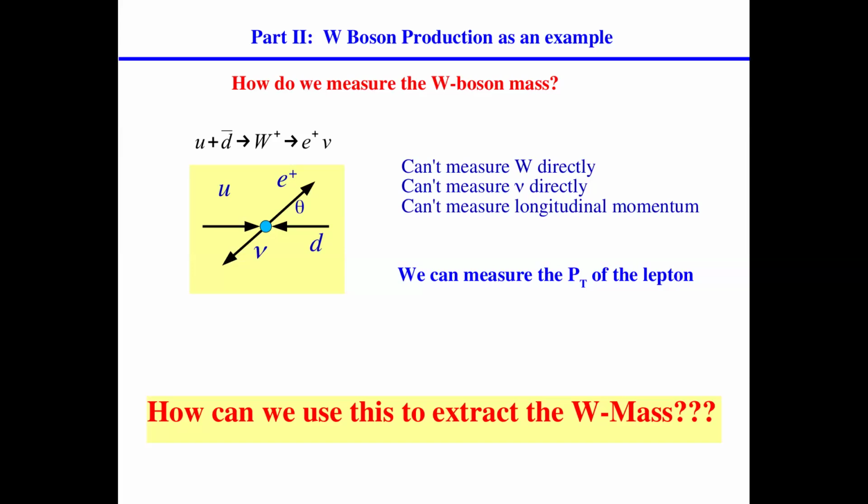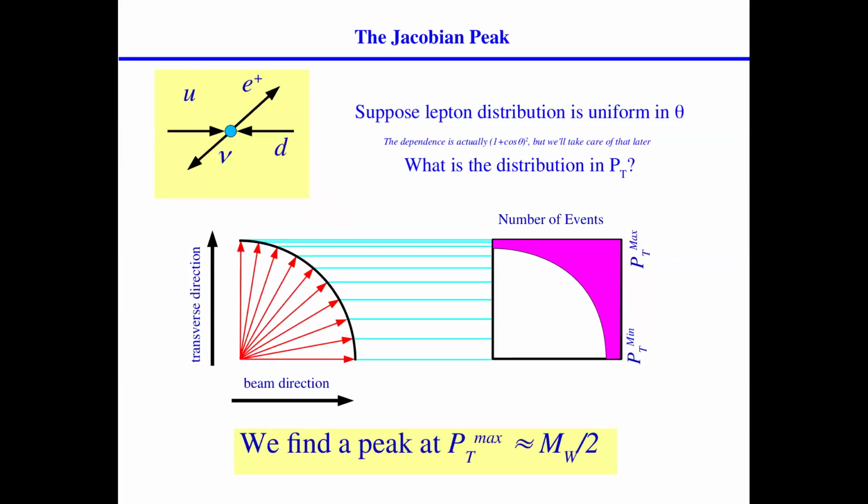And what can we measure? Well, we can measure the PT of the lepton. Okay, we can measure the lepton PT. The longitudinal momentum, we have no idea where that comes from, whether that's coming from the parton center of mass or what, but the PT should be invariant. That'll be invariant under boost, so we'll focus on that. So the question is, how can we use that to get at the W mass? And there's something in our favor called the Jacobian peak. And let me start by giving you a cartoon representation of this.